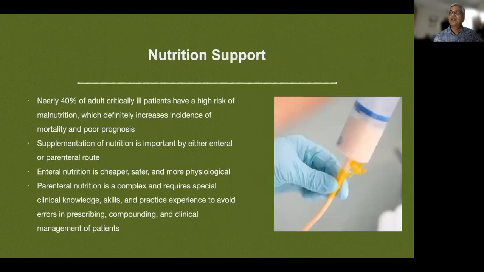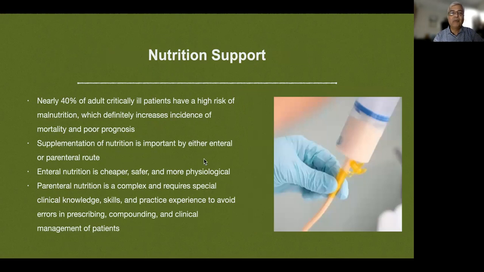Nutrition support cannot be avoided in an ICU because the patient is deprived of nutrition during that period, as the patient is unable to eat properly or is not permitted to eat. So 40% of adults who are critically ill have a high risk of developing malnutrition. And this malnutrition further increases the incidence of mortality and causes poor prognosis in these patients.